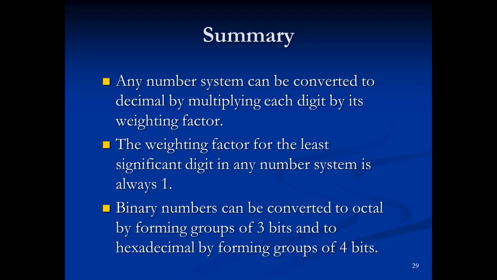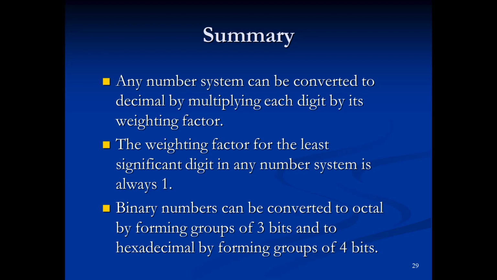So any of these number systems that we covered can be converted to decimal by multiplying each digit by its weight factor. It's that multiply by weight method that we went over. The weighting factor for the least significant digit in any number system is always 1, because it's always the base number to the 0 power, which anything to the 0 power is 1. So that's just a little tip that the first column is always going to represent a 1, and then subsequent columns are going to represent whatever the base is to whatever power.